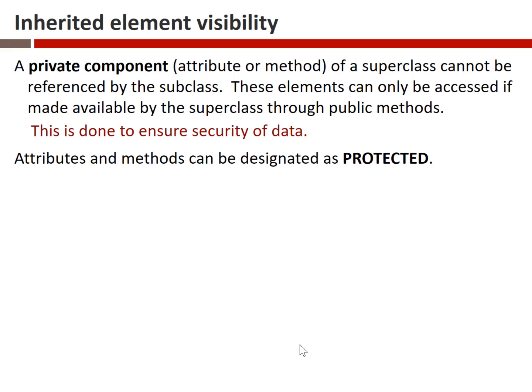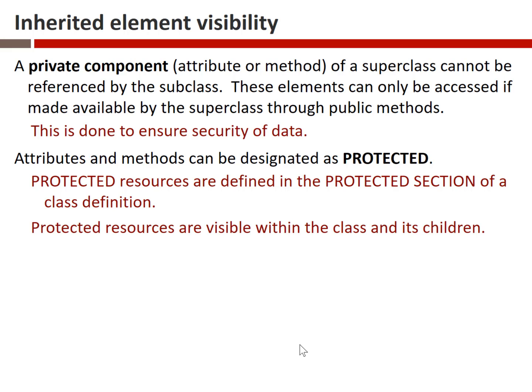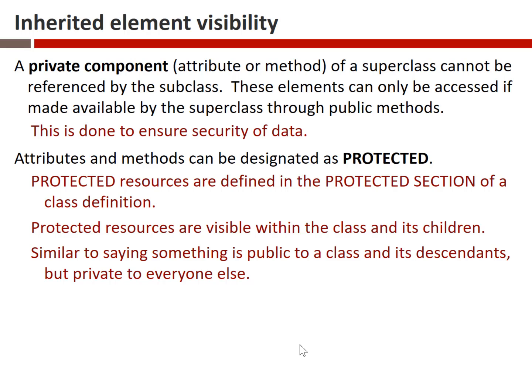Protected, the reason why we haven't talked about it to this point is because protected is only relevant in an inheritance situation. Protected resources are defined in the protected section of a class definition, and protected resources are visible within the class and its children. And as I was saying, this is very similar to saying something is public to a class and its children, but private to everyone else.